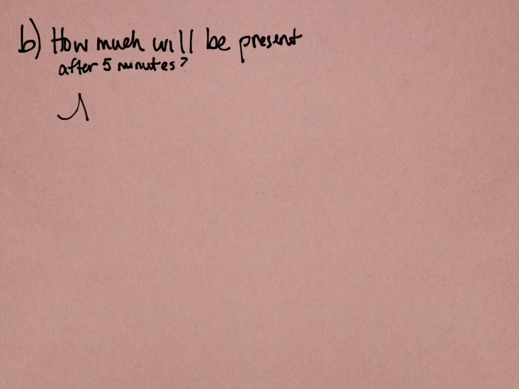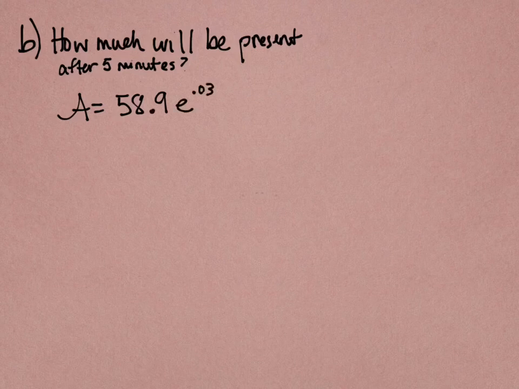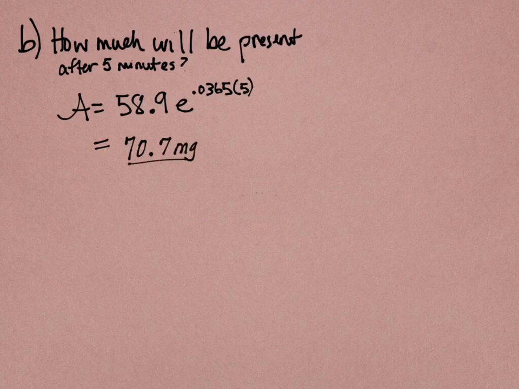All right, so we had A equals 58.9 e to the 0.0365 times 5 for 5 minutes. And if I simplify all that, I end up getting, and again, we'll use the tenths place, 70.7 milligrams.